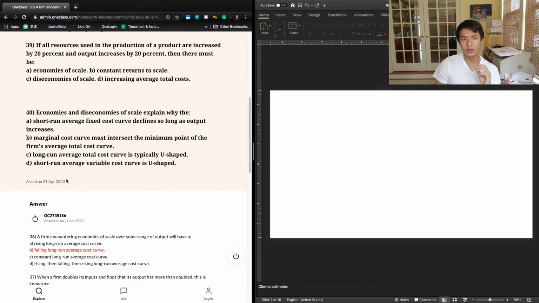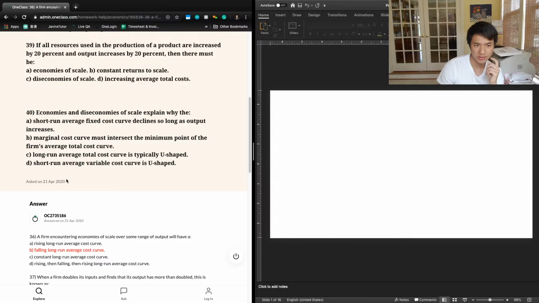39 says, if all resources used in the production of a product are increased by 20% and output increases by 20%, then there must be A, economies of scale, B, constant returns to scale, C, diseconomies of scale, or D, increasing average total costs.